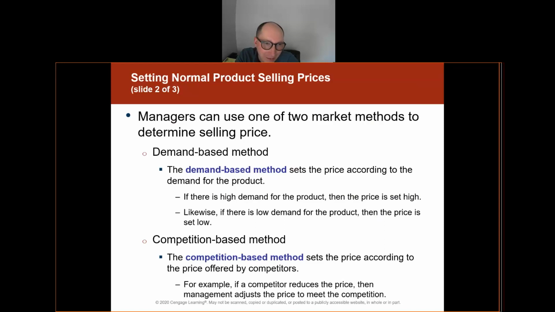Couple of methods here for determining the market sales price. There's two market methods. One's called demand-based, the other one's called competition-based. Demand-based is exactly as it sounds. Is there enough demand in the marketplace to set the price high enough to cover our costs? An example of this.